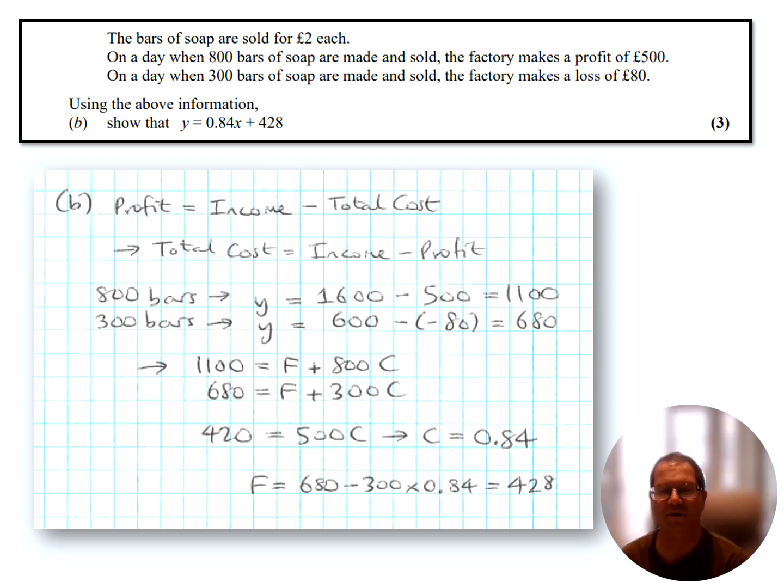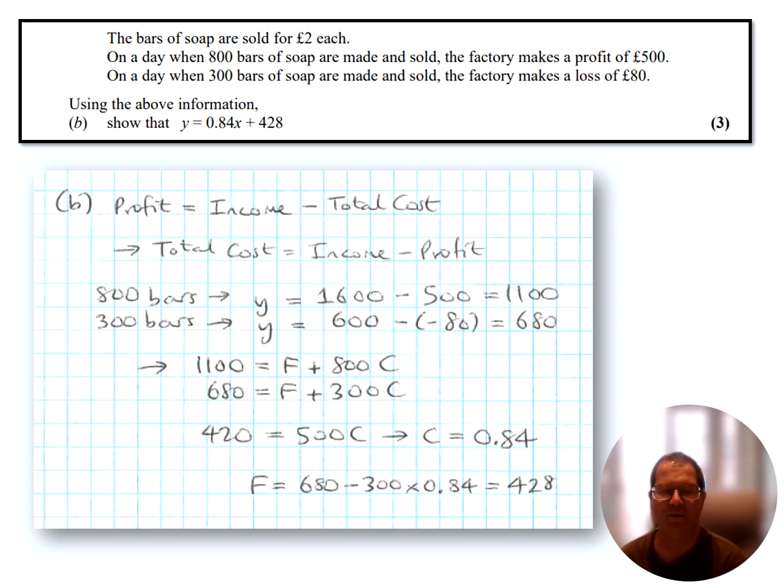So using the formula we came up with in part A, which was that y equals f plus cx, our total cost for the 800 bars is 1100. The fixed cost is f. The number of bars is 800, and we're timesing it by c. And similarly, for the 300 bars, we've got 680 as our total cost. f is our fixed sum, and we've got 300 bars of soap, so 300c.